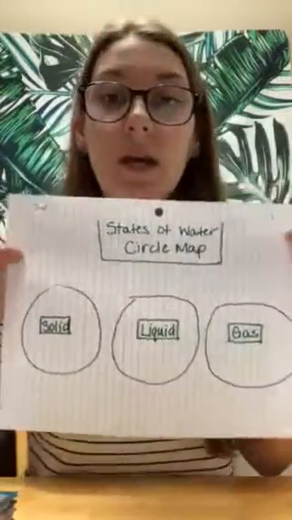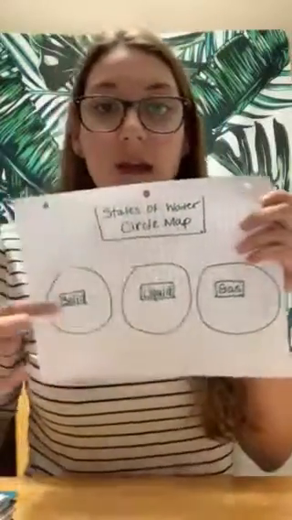You will complete the circle map by using your notes. Here is what the circle map looks like. Solid, liquid, gas. At this time, students will be completing the circle map independently.